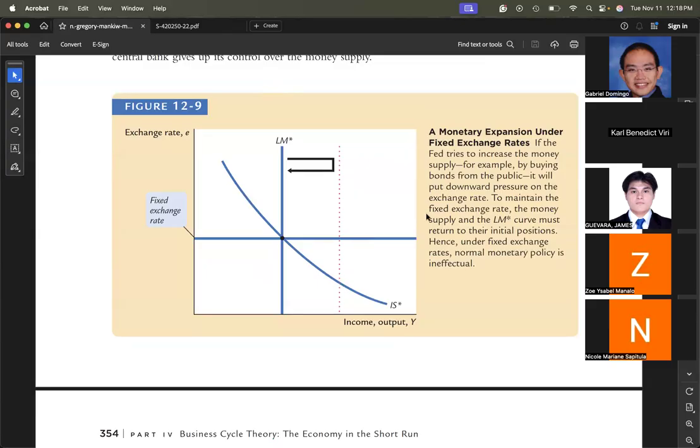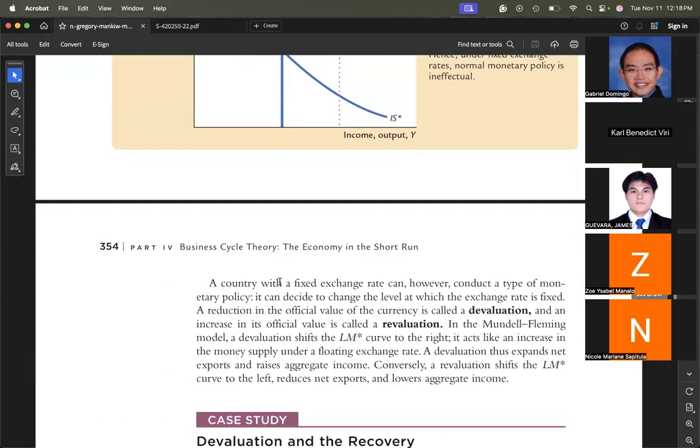But then the bank would realize that to maintain the fixed exchange rate, the money supply and LM curve must return to their original positions. Again, either through the automatic process that we talked about earlier, or from the fact that the monetary authority will contract the money supply because they have to hit the old fixed exchange rate. Okay.